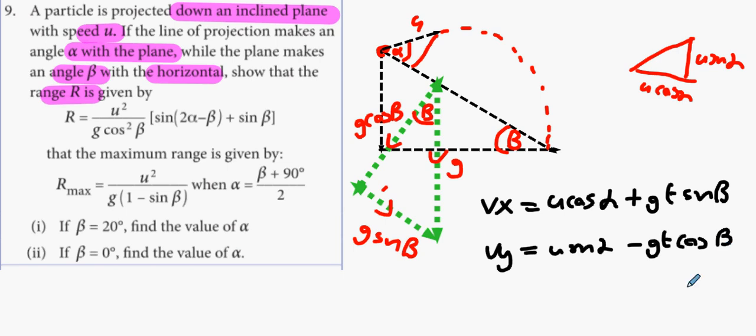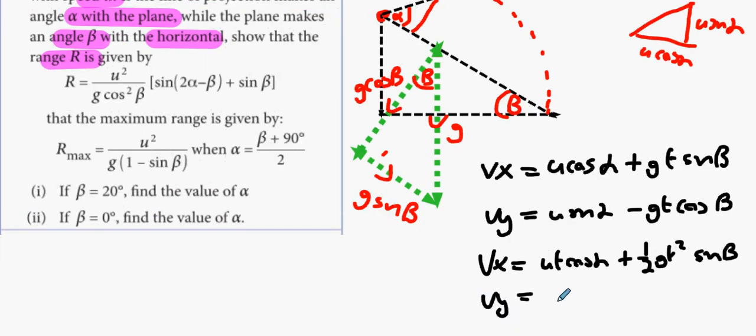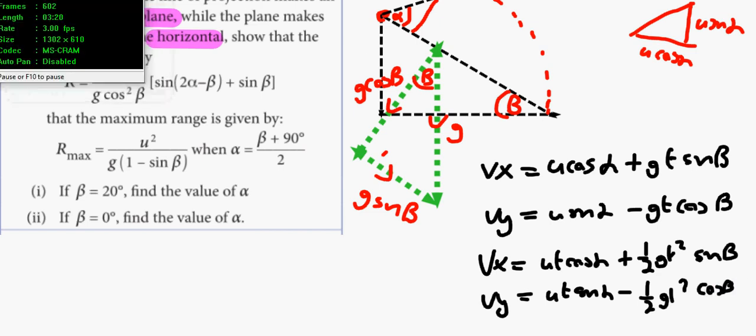Now just gotta add on stuff. Sx is ut cos alpha plus a half gt squared sine beta. Sy is ut sine alpha minus a half gt squared cos beta, sorry. Exactly what you do.